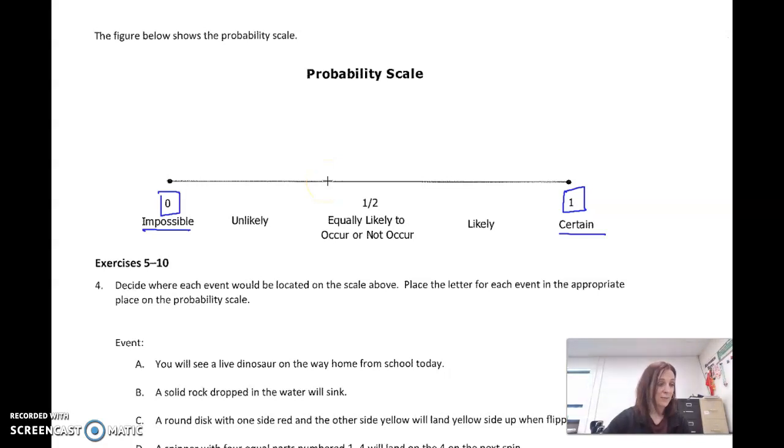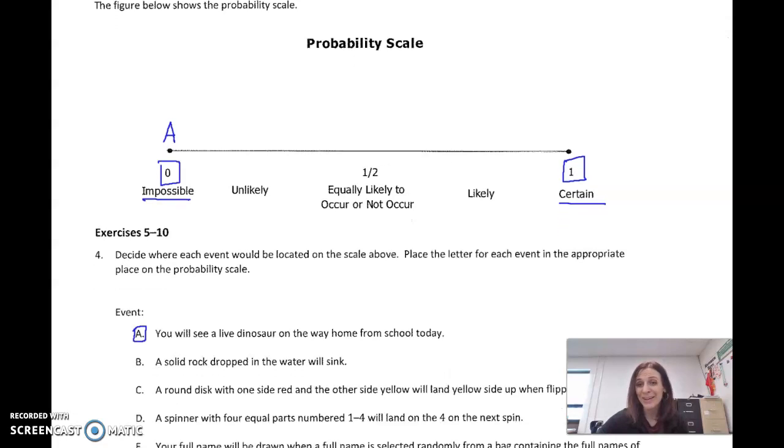What are the chances that we're going to see a live dinosaur on the way from school today? Now, we're not playing what if games. We're not playing, hey, this is a descendant of a dinosaur. An actual T-Rex walking down the street, or a Brontosaurus, or a Velociraptor, I don't know. What are the chances? That is impossible. It is not going to happen. There are no more live dinosaurs.